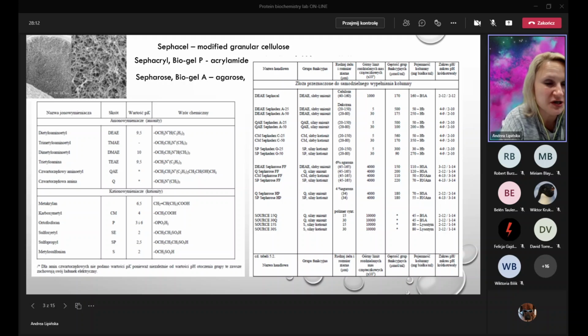Sometimes, especially with modified cellulose, you have G with a number. G is like from granular.